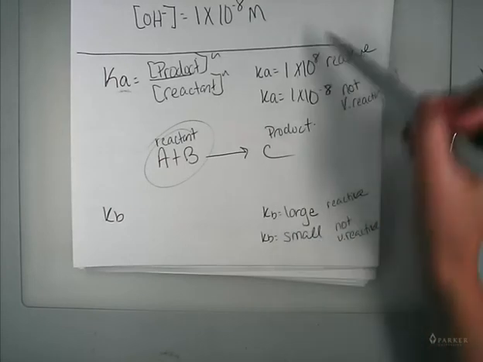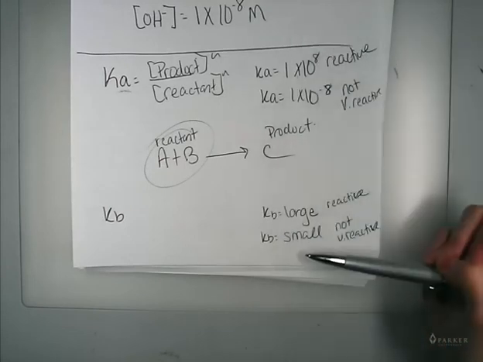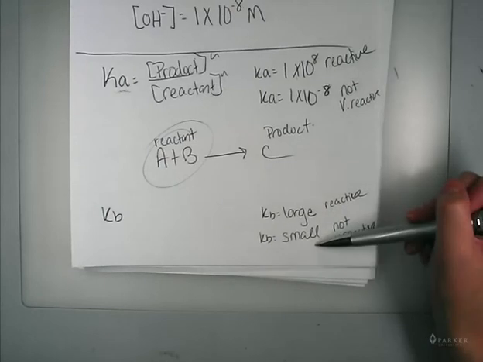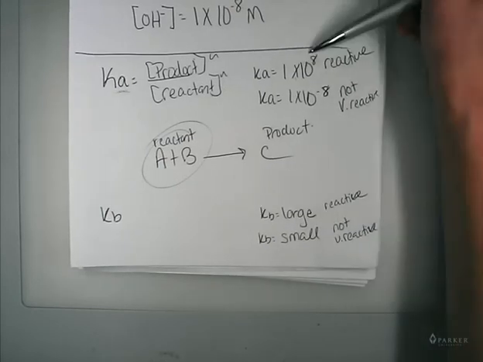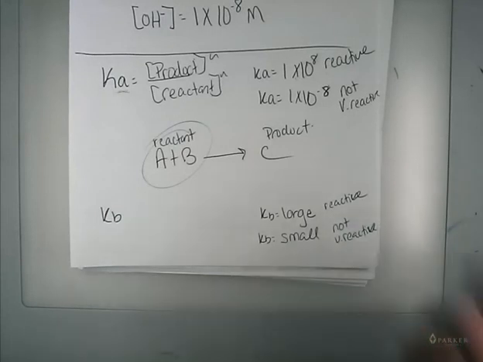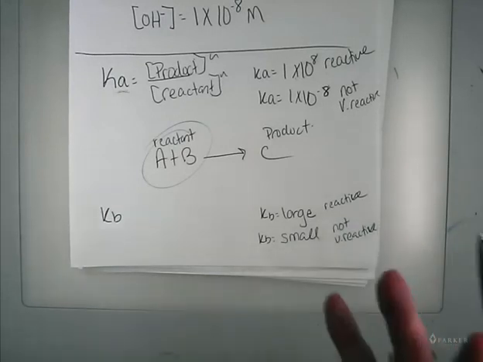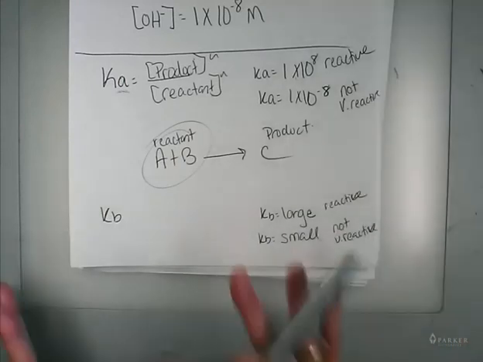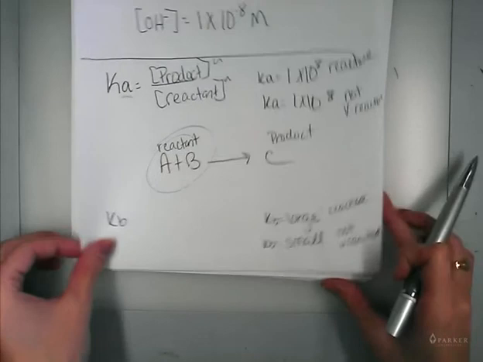These are always opposite of each other. If your Ka is large, your Kb has to be small, because that means it's a strong acid, so it's a weak base. You can't be both an acid and a base, not really. You're pretty much one or the other. So that's what Ka and Kb stand for.